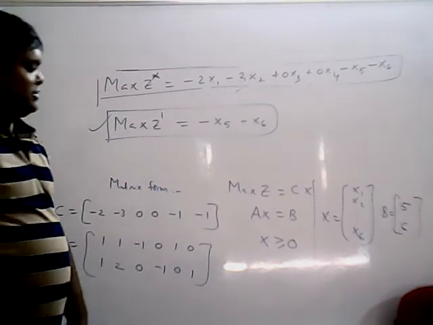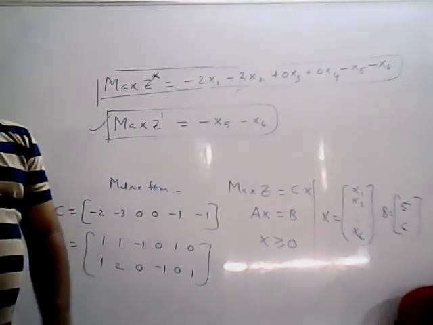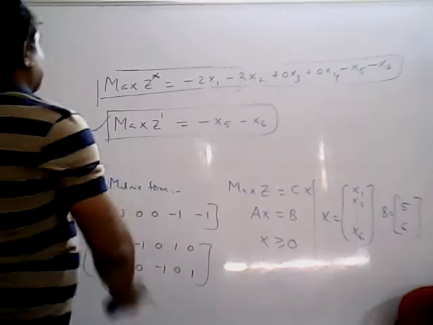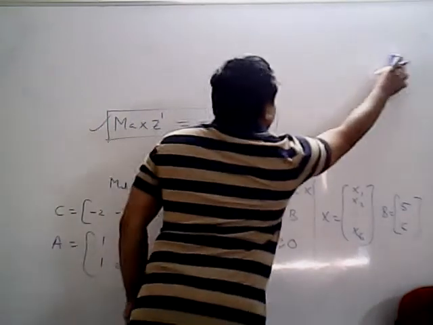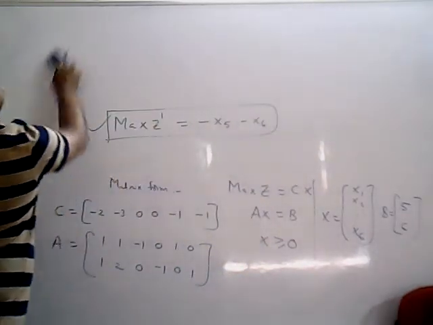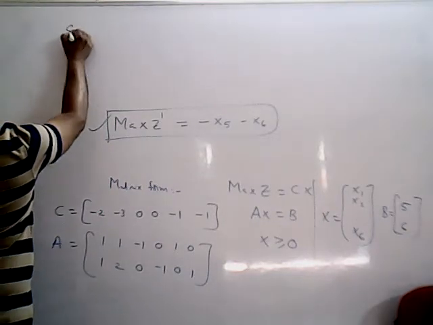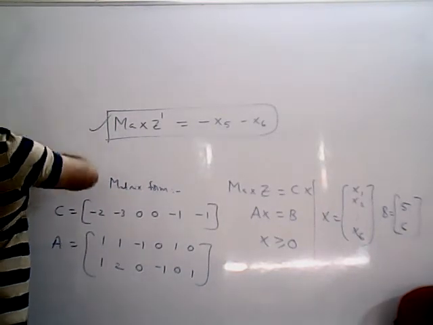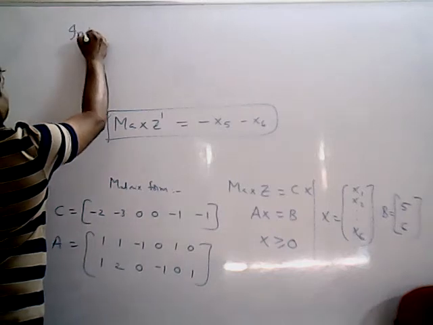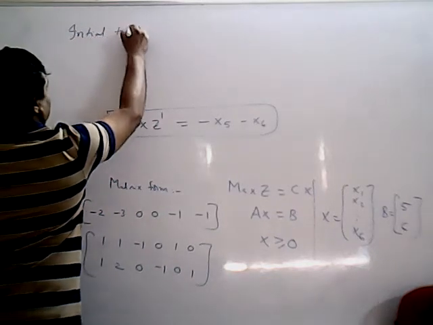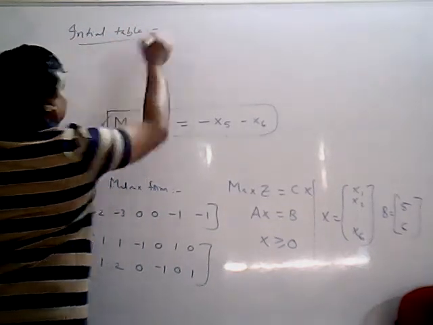Remaining procedure is the same. Means what you have to do? You have to draw the simplex table. The first table is called the initial table or starting table.